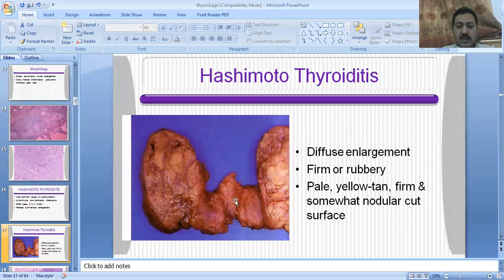Here you can see the gray brown surface of the thyroid gland, and these are the nodule formations. These gray white small areas are the nodules. These are the nodule formations in Hashimoto thyroiditis, and the area will be pale and brown. So these are the gross appearances of the thyroid gland in case of Hashimoto thyroiditis.